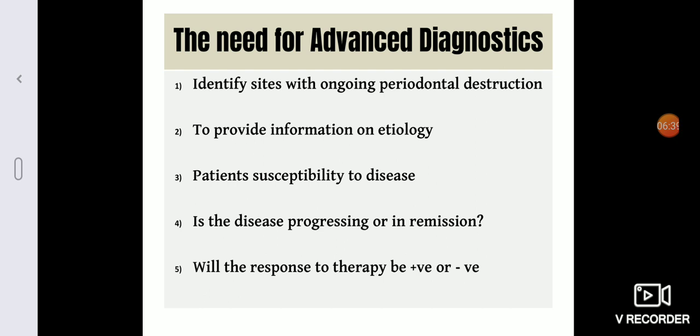There is the etiology of the condition: why it has happened, whether the cause was plaque alone or whether it was due to some underlying systemic condition; the patient's susceptibility to the disease, whether the disease would be progressing or it may just stop at that point, or whether it's in remission; or whether the response to the periodontal therapy that we will be providing may be positive or negative. So these advanced diagnostic aids that we are going to see in the class will help us in overcoming these limitations and provide information regarding the current status of the periodontal condition of the patient.